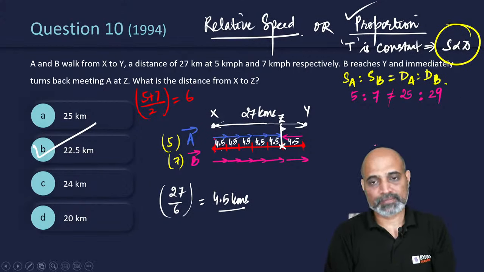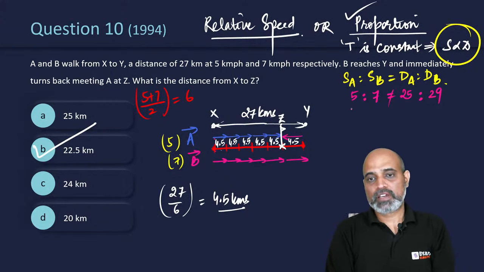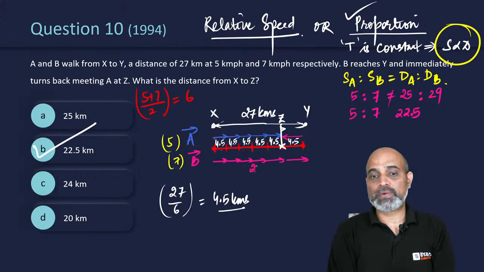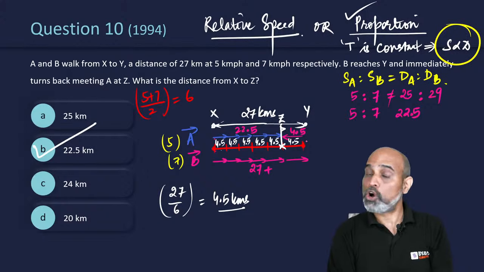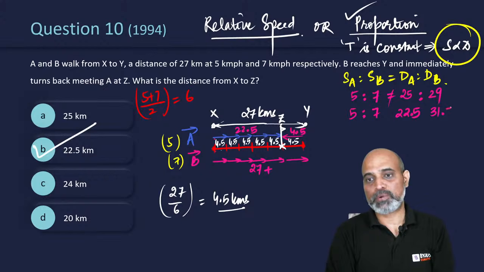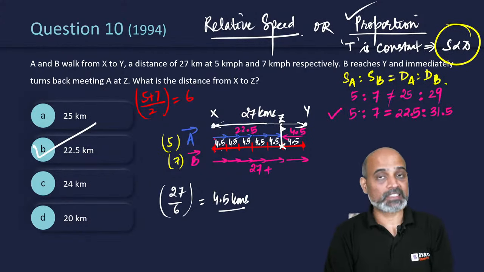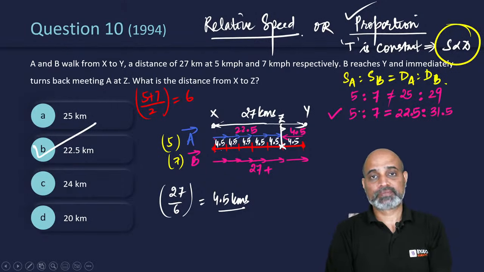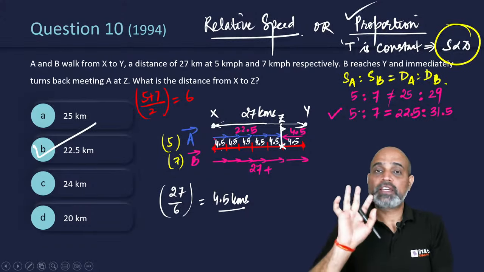No. Let's take the next option. 5:7. 22.5 is what A has covered. So can I say B is going to cover 27 plus 22.5? If A covers 22.5, then the remaining 4.5 B will cover. 27 plus 4.5 is going to be 31.5. If you take the ratio and try to solve it, you will find that it is in the same ratio. Okay? So this is using options.